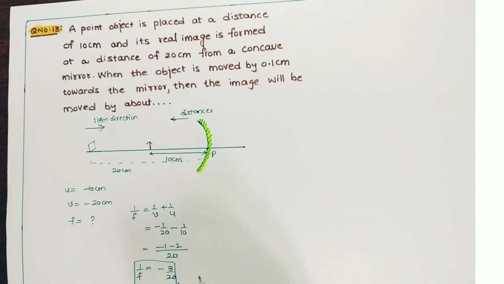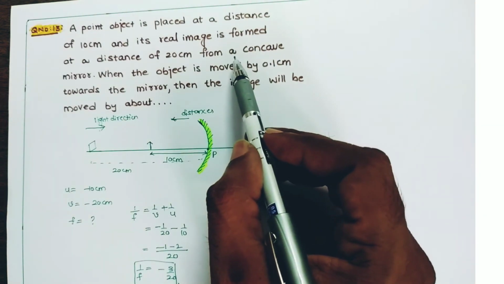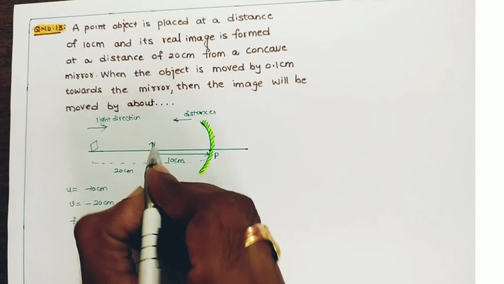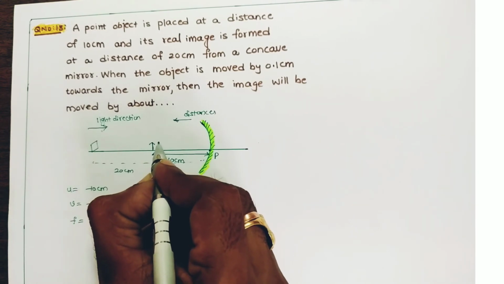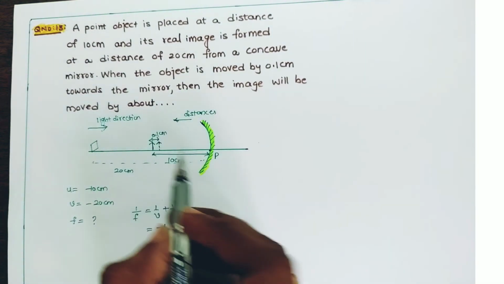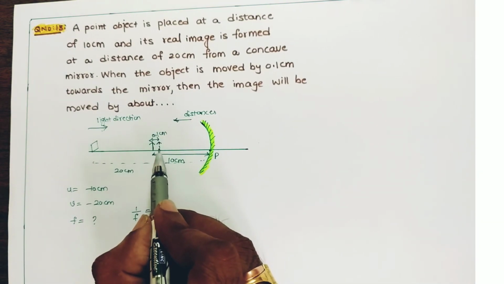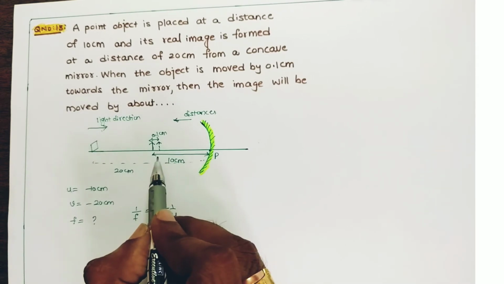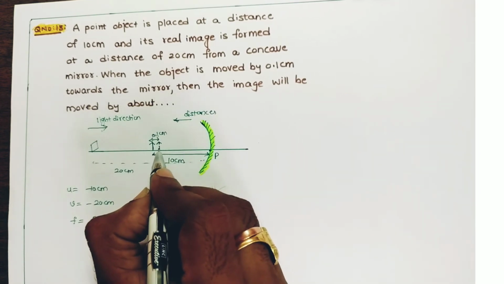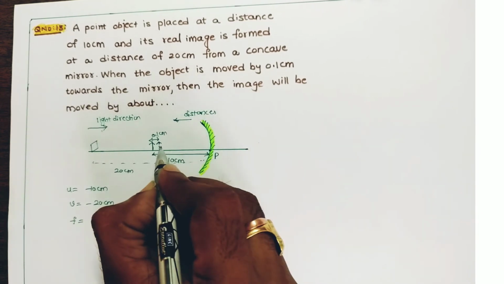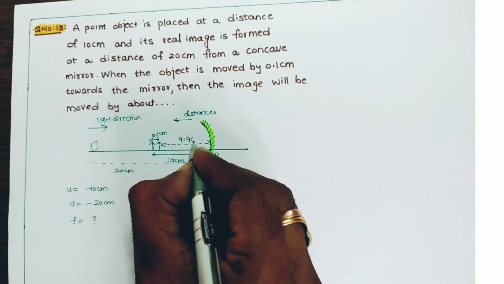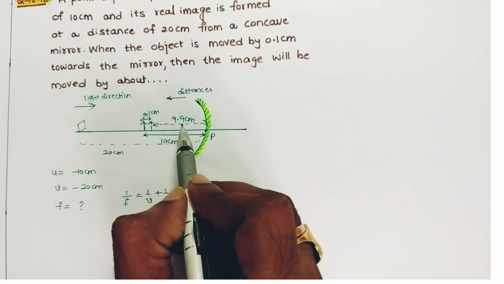By obtaining this value, in the problem it is also given that the object is moved by 0.1 centimeter towards the mirror. That means this object is moved 0.1 centimeter towards the mirror. Now what happens to the distance between the object and the concave mirror? The total distance is 10 centimeters and 0.1 centimeter is moved towards the mirror, so the net distance is 10 minus 0.1, which is 9.9 centimeters.